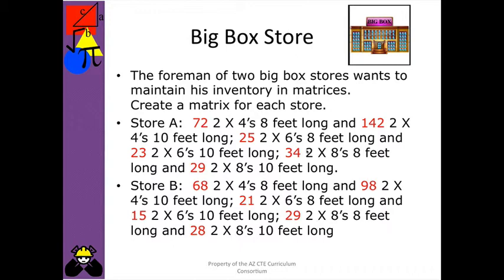So what I need you to do right now is add the missing numbers that are in red for the inventory. Store A had 72 2x4s that are 8 feet long and 142 2x4s that are 10 feet long. They had 25 2x6s 8 feet long and 23 2x6s. 34 2x8s 8 feet long and 29 2x8s 10 feet long. And then store B had 68, 98, 21, 15, 29, and 28. So please just add those to your note taker.